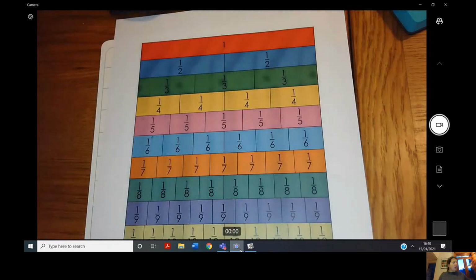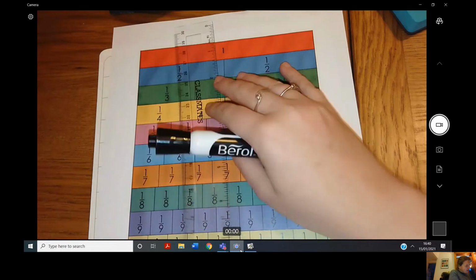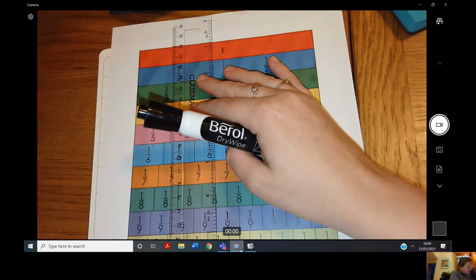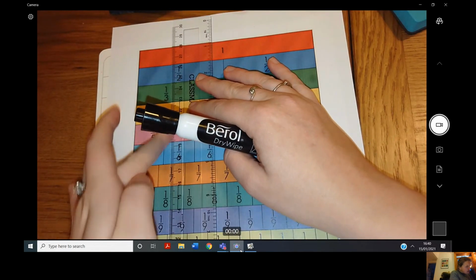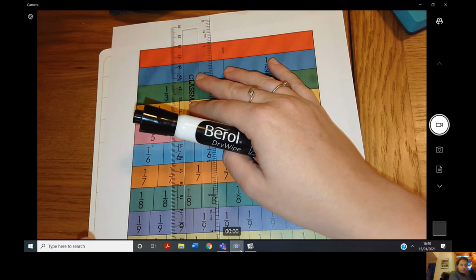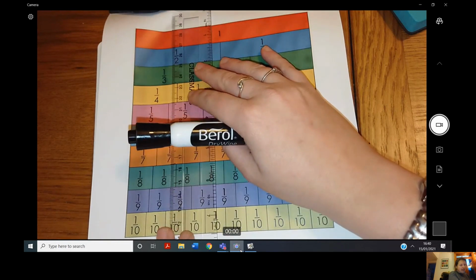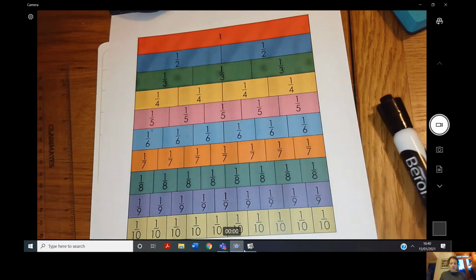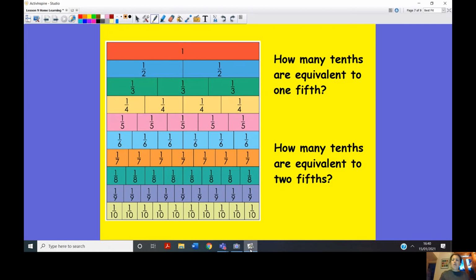Having a look on our larger fraction wall, it's exactly the same idea. Put our ruler down, and we're going to shoot down to 2/10. So 1/5 equals 2/10.